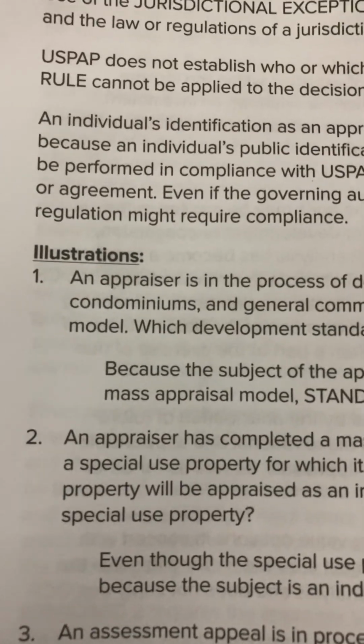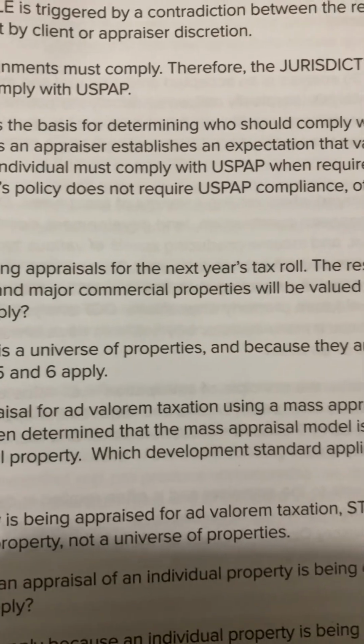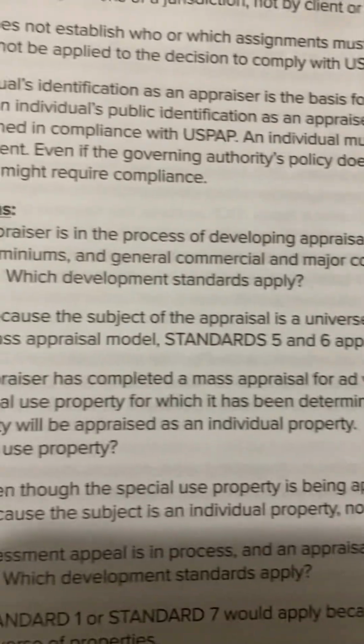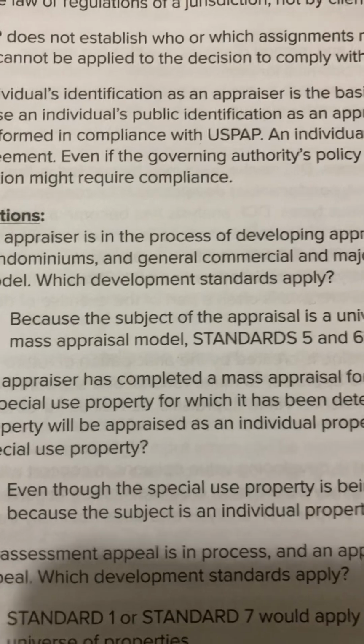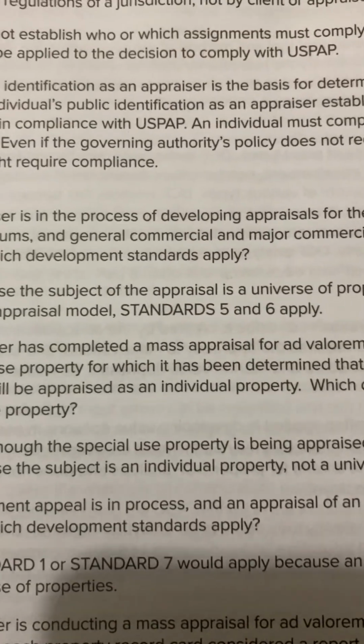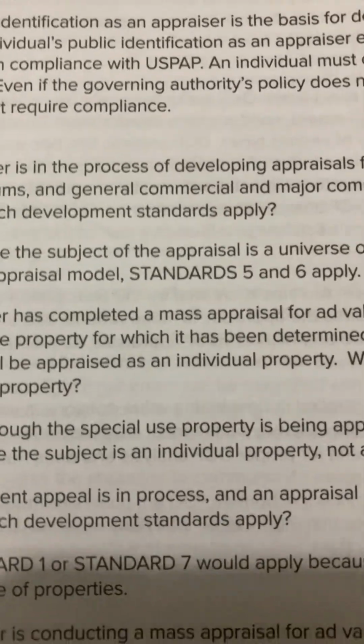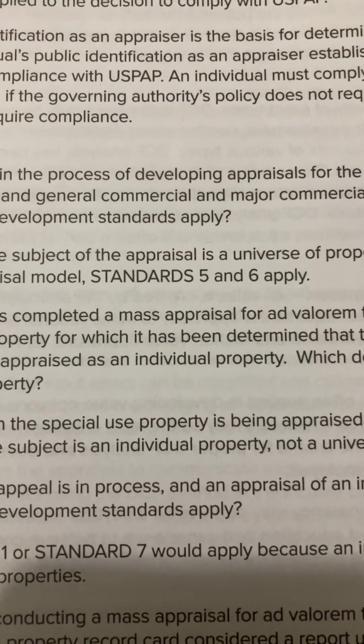Illustrations. Number 1. An appraiser is in the process of developing appraisals for the next year's tax roll. The residential properties, condominiums, and general commercial and major commercial properties will be valued with a mass appraisal model. Which development standards apply? Answer. Because the subject of the appraisal is a universe of properties, and because they are being appraised with a mass appraisal model, Standards 5 and 6 apply.